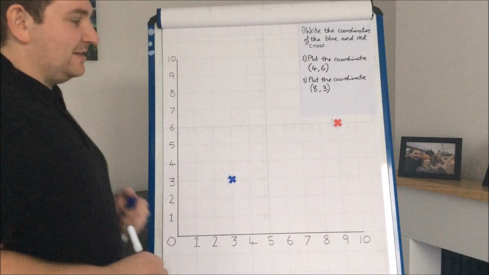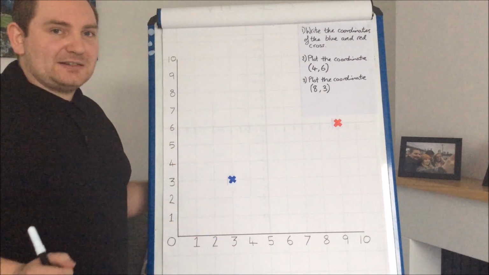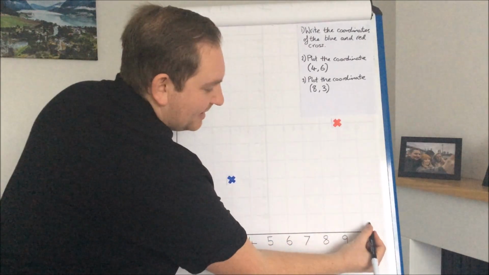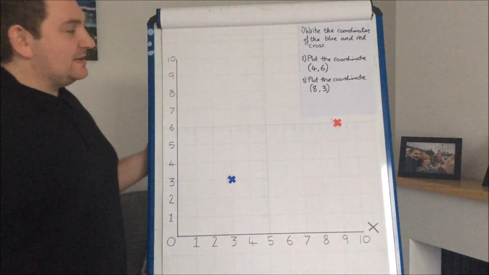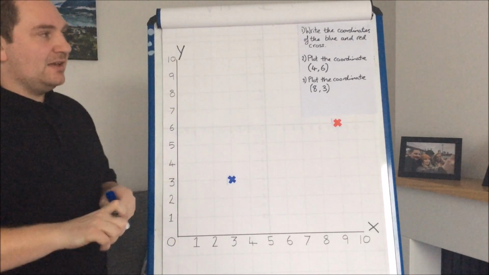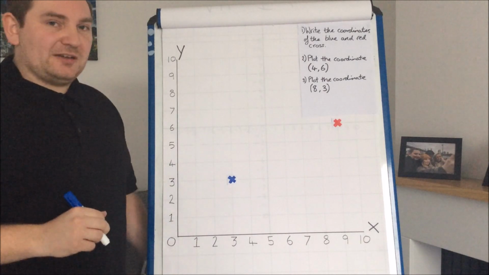Okay, so let's go over these answers. First, can you remember which is the x and which is the y-axis? Yep, so this is the x-axis down here, which means that this is the y-axis over here. So using that information, writing down the coordinates for the blue and the red cross.